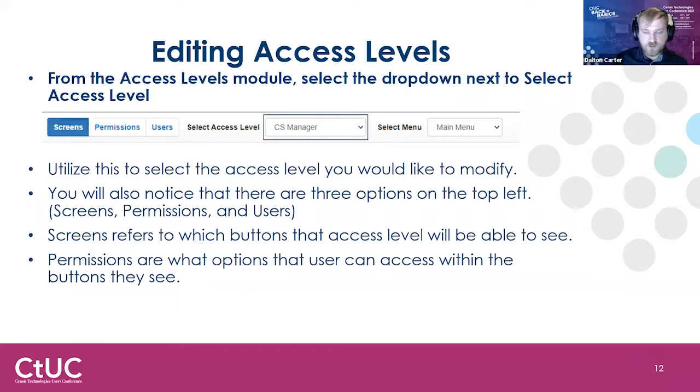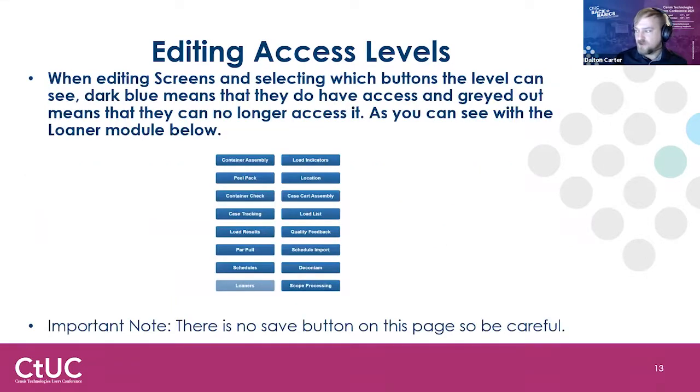So whenever you're editing screens, it'll look like this again, and you'll notice that this darker blue was where we actually selected items, and they do have access to that. But right now, this access level does not have access to the loaners module since it's grayed out. And I added an important note here, as there isn't a save button on this page. And most sites, if you go in to edit your access levels, you immediately are taken to the CS manager role. So you're editing your own access.